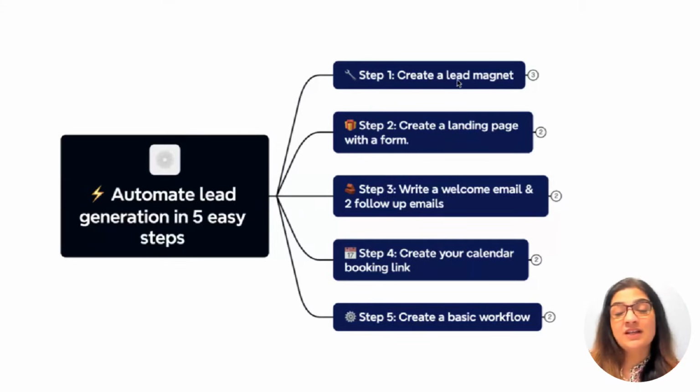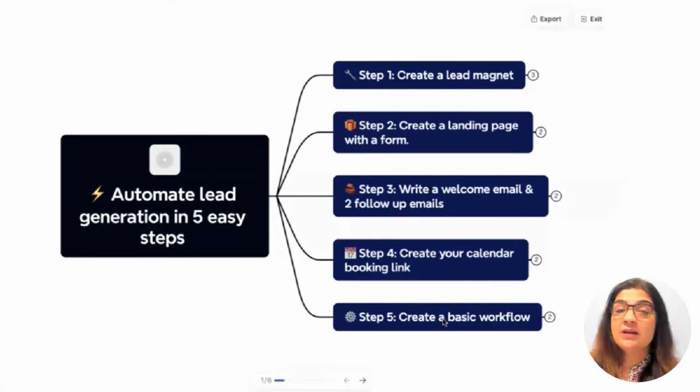Step one is going to be creating a lead magnet. Step two is going to be creating a landing page with a form. Don't worry, I have one created for you. You can just use my link and use it. Step three, write a welcome email and 2 follow-up emails. Again, if you use my link, you will get this done for you, but it is so easy. Anyone can do this. Step four, we're going to create your calendar booking link. This replaces Calendly. While you sleep, people will be able to schedule calls with you.